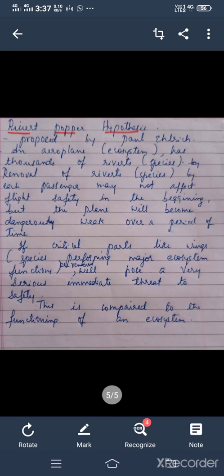And the last but not the least, this is an important question again, the rivet popper hypothesis. This is usually asked for 3 marks. Or it is again a reason for conserving biodiversity. It was proposed by Paul and Anne Ehrlich. He compared this ecosystem with an aeroplane and the species of the ecosystem to the different parts of the aeroplane.